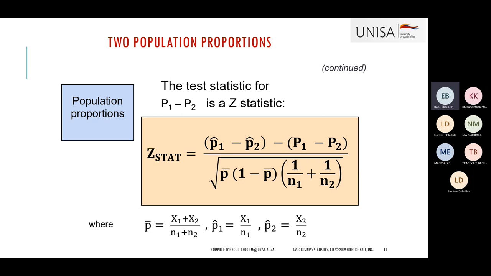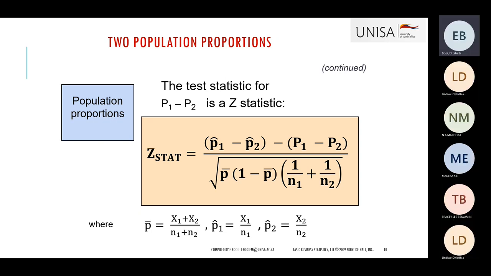Your Z test statistic for the proportion will be calculated by your point estimate, the sample proportion one minus the sample proportion two, minus the hypothesized population proportion one minus population proportion two. The population proportion one minus population proportion two will always be equal to zero, and normally in the formula we don't even see that. Divide by the standard error, which is the square root. Remember we spoke about the pooled estimate. The standard error is given by the pooled estimate times 1 minus the pooled estimate, times 1 over sample size 1 plus 1 over sample size 2.